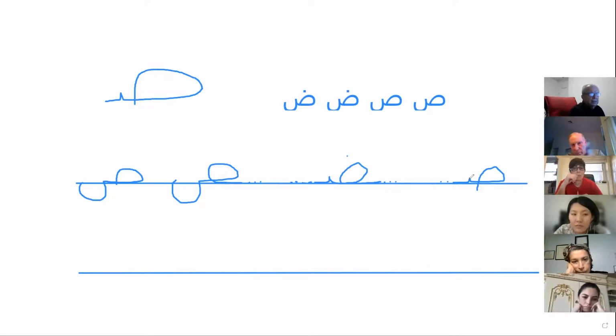Okay? So the sad, you see we have this ragza here, which is very peculiar and only on this letter. But when you go to the end, it disappears. You see, it doesn't have a ragza anymore. This ragza becomes this ending, like a small circle at the end. Okay? The sad and the waw.